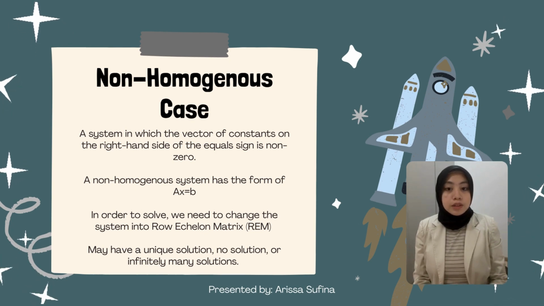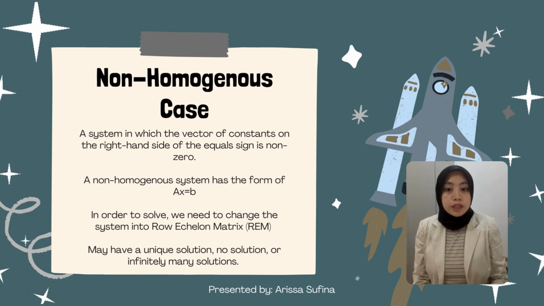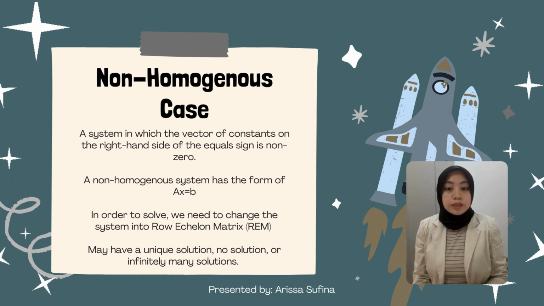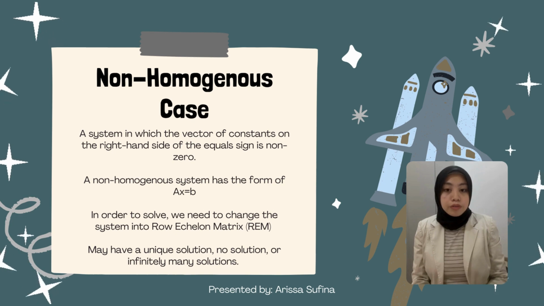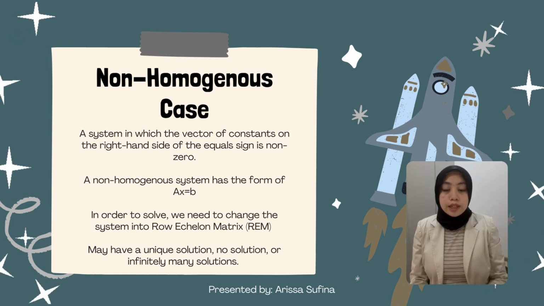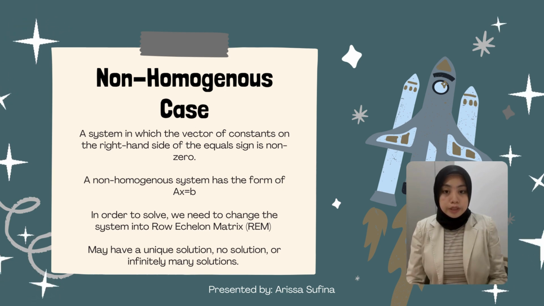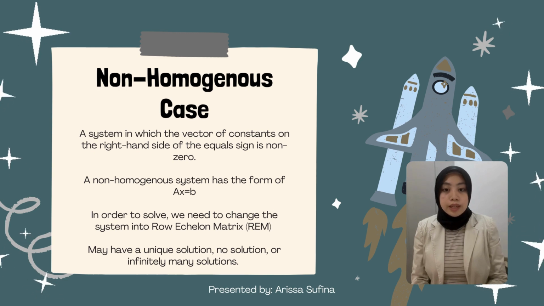Now I'll be explaining the non-homogeneous case, where the system of linear equations must have a non-zero value on the right-hand side. Or in other words, each equation must equal a non-zero value. The non-homogeneous case has the form AX equals B. To solve this case, we need to change the SLE into a row echelon matrix. It may have a unique solution, no solution, or infinitely many solutions.